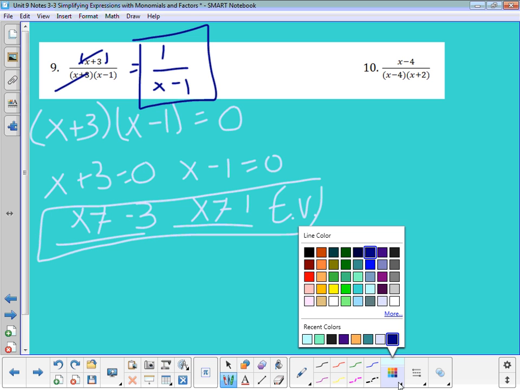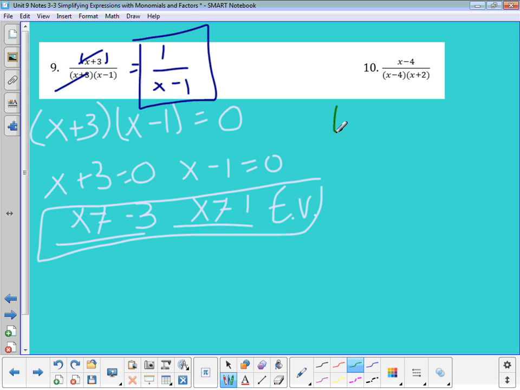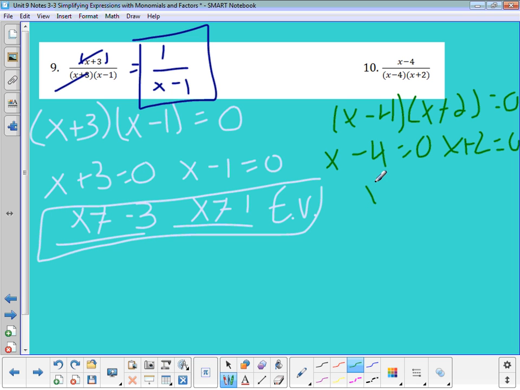Let's do the same thing with number 10. So to start off with, I'm going to take x minus 4 and x plus 2 and set that equal to 0. So then I'm going to set each factor equal to 0. So here I get that x is equal to 4, and I get that x is equal to negative 2. So my excluded values are that x cannot be 4 or negative 2.